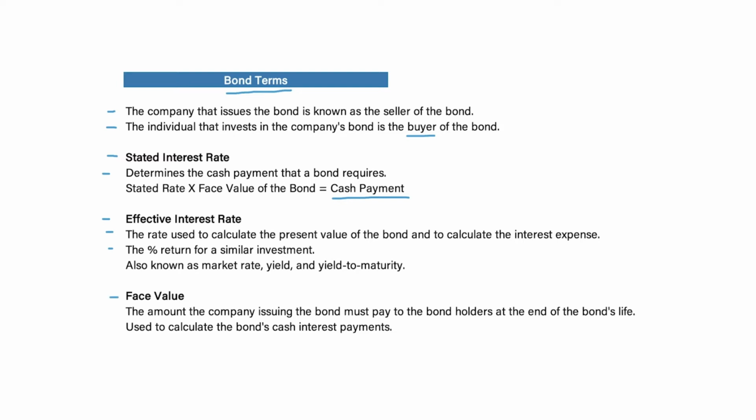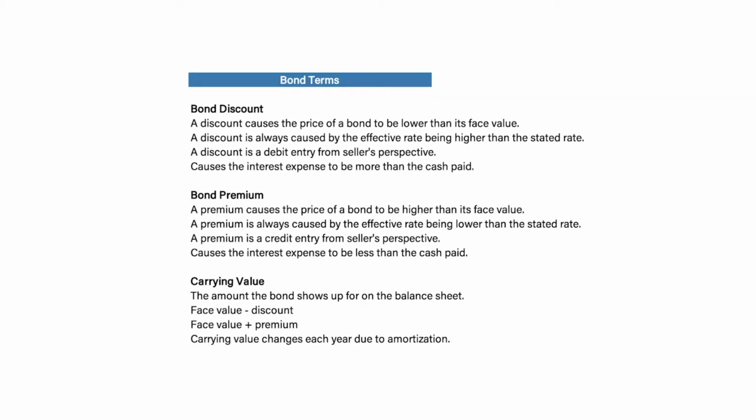What is the face value of a bond? This is the amount the company issuing the bond must pay to the bondholders at the end of the bond's life. So it's the amount that we record as bond payable at the issuance of the bond. It's also used to calculate the bond's cash interest payments because the face value times the stated interest rate is the cash interest payment. So what is a bond discount?